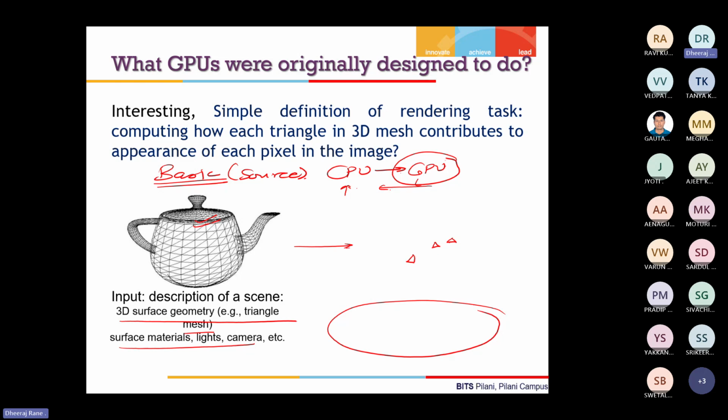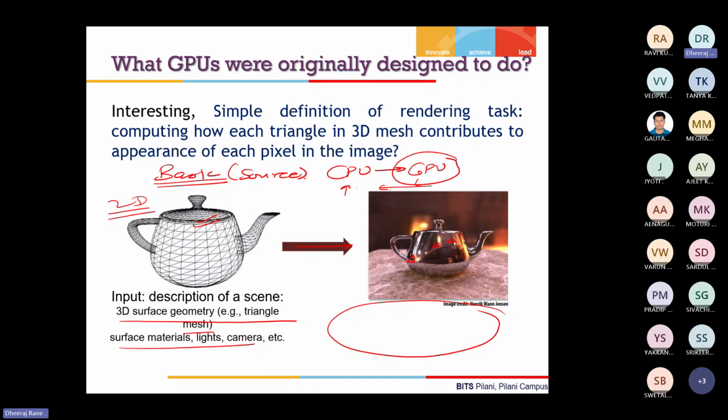So this is just a 2D diagram. Say normally the wire structure is there. Okay, so you can have the description of the surface material, light, and camera, and again, if you would like to draw how exactly it would look, this image may need to be generated.